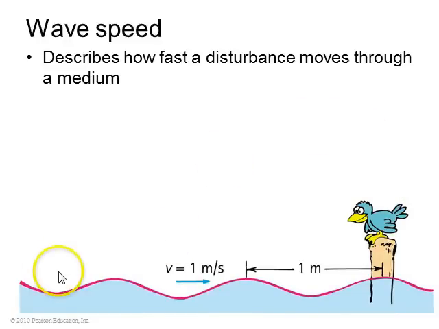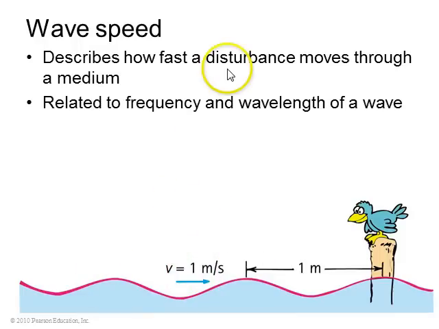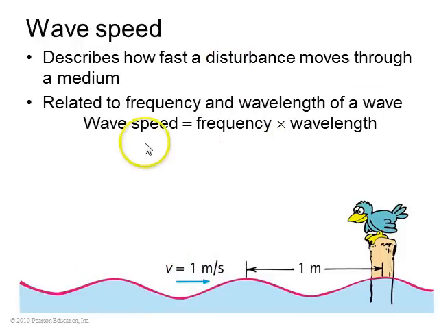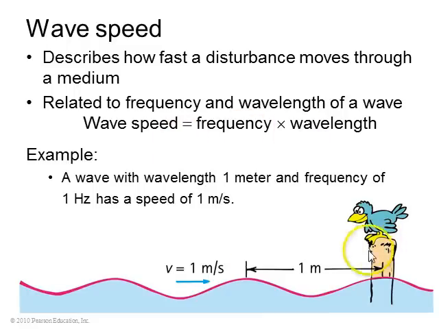Wave speed describes how fast the crests or the troughs move through a medium. So it's the speed of the disturbance. And that is related to the frequency and wavelength. Wave speed is the frequency times the wavelength. For example, here are waves where the wavelength is 1 meter. This bird standing here sees the water going up and down with a frequency of 1 hertz. So 1 hertz times 1 meter equals 1 meter per second.